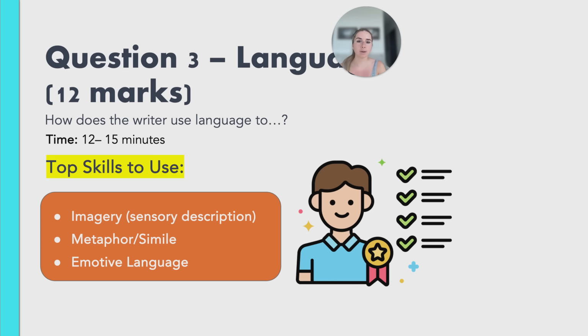And then emotive language. Especially in paper 2, this is of course non-fiction. So non-fiction means it's real life. So they'll be using a lot of emotive language. They'll be trying to persuade you about something, trying to inform you about something. So look at what kind of language is used.